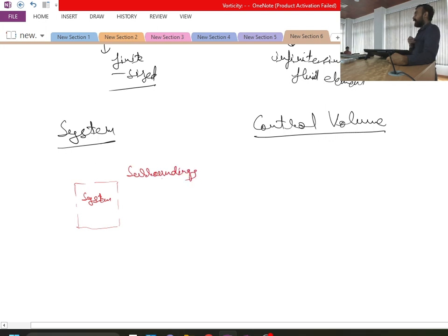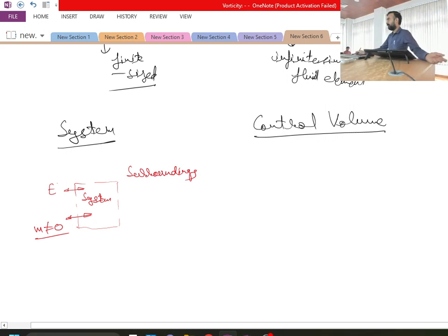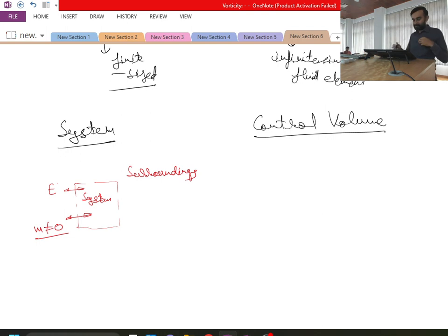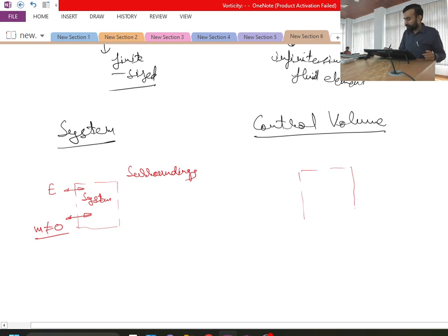surroundings. Okay, and we consider that through this boundary there is no interaction of mass. So mass interaction is not there, but the only interaction which is possible is energy interaction. And energy can interact either in the form of heat or work. Okay, so that is something which you have studied. Then the second approach you study is that we consider a boundary. Now across this boundary, mass can also come in and mass can also go out.